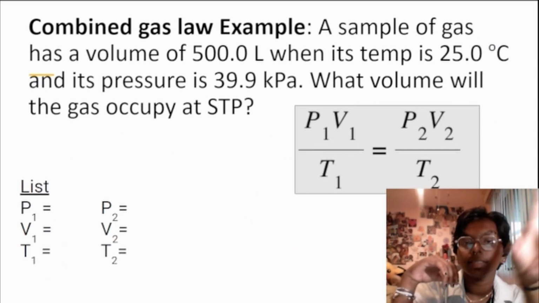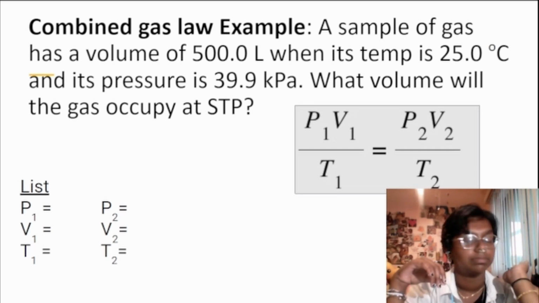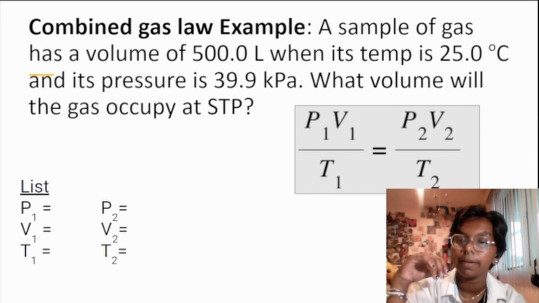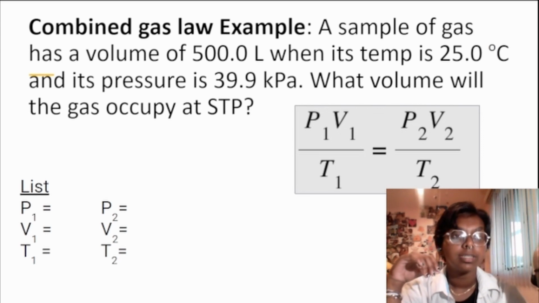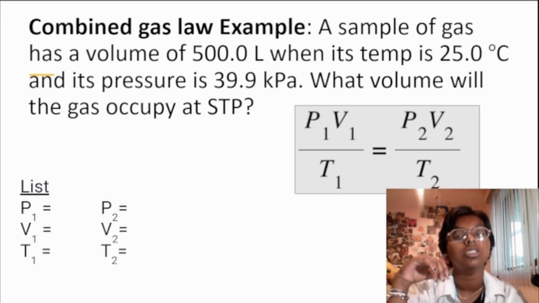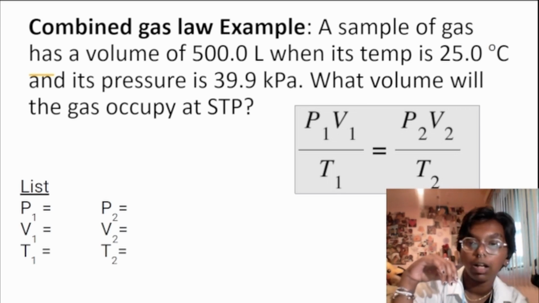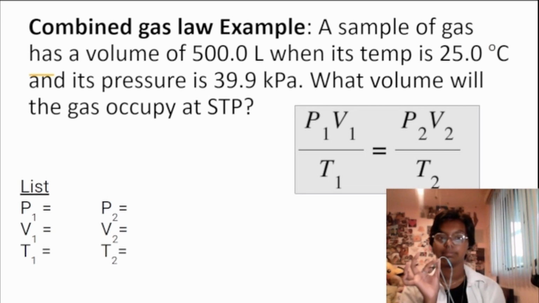Okay, and now this is a combined gas law example. So if all the variables were to change, how would you do this? A sample of gas has a volume of 500 liters when its temperature is at 25 degrees Celsius and its pressure is at 39.9 kilopascals. Honestly, you couldn't have just rounded that to 40, or whatever. What volume will the gas occupy at STP? So, you have fun there.